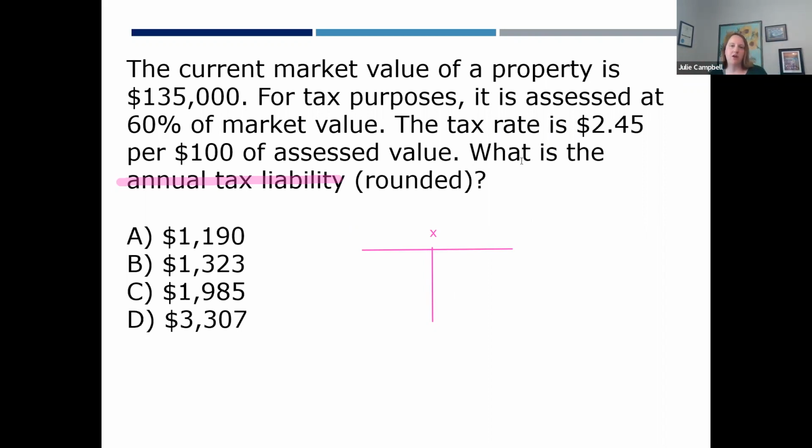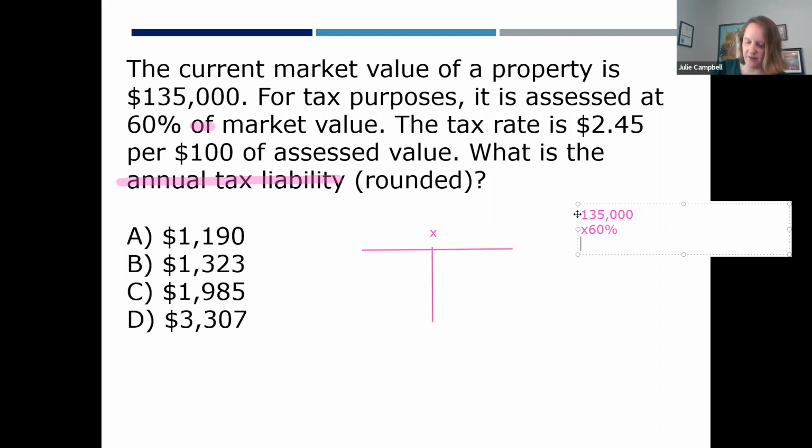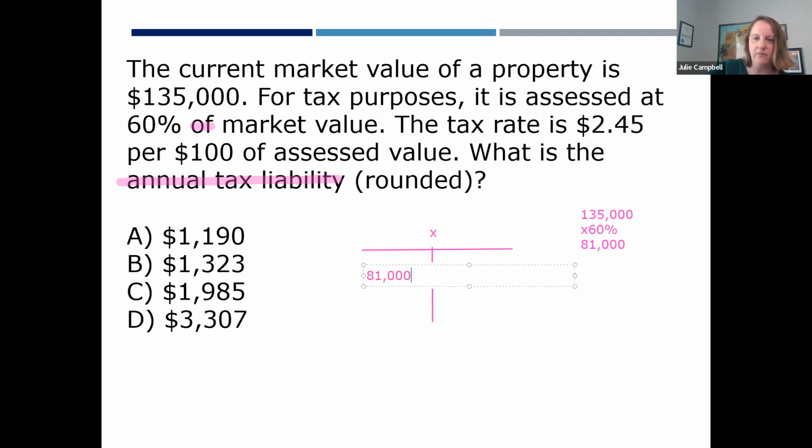The problem tells me that current market value is $135,000. It's assessed at 60% of market value. So to find the assessed value, I have to take my market value, 135,000, times 60%, because that's what the word of means. So I take 135,000 times 60%, and I get an assessed value of $81,000. Questions on how I got that $81,000?